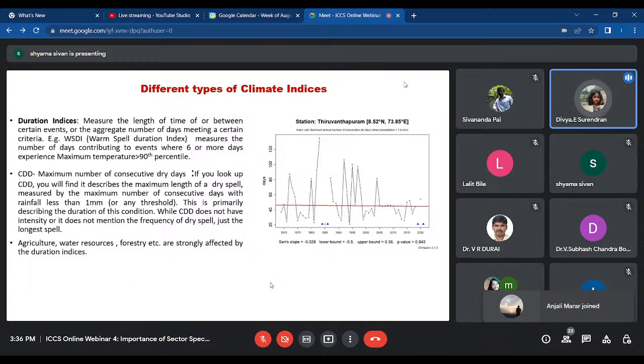This type of indices is very useful for planning in agriculture, and also for water resources, storage of water, forestry, etc. They are basically affected by the duration. If we have a long spell of dry days, of course we have to think about irrigation activity. We have to change the agricultural patterns and all. So in this way the duration indices are helpful. Next slide.